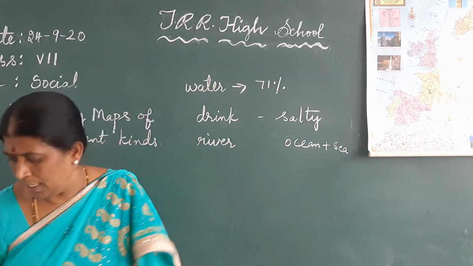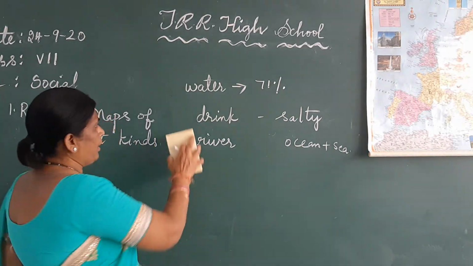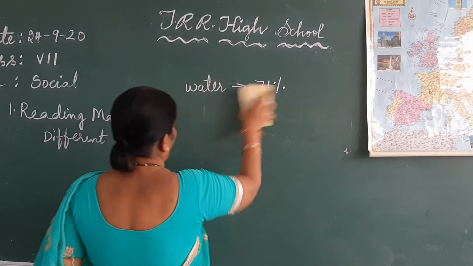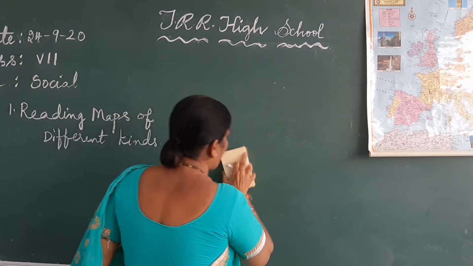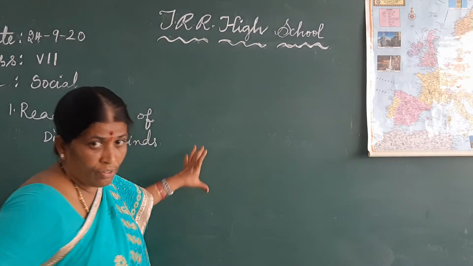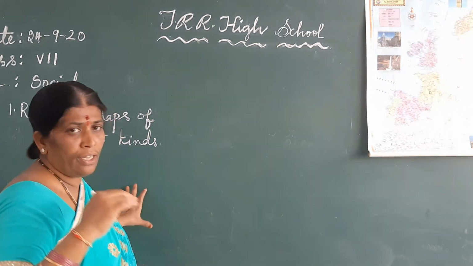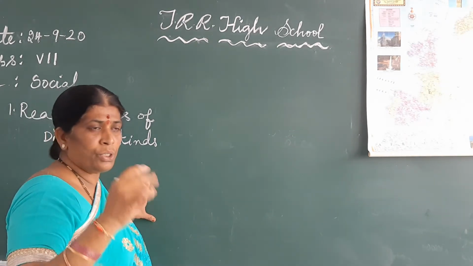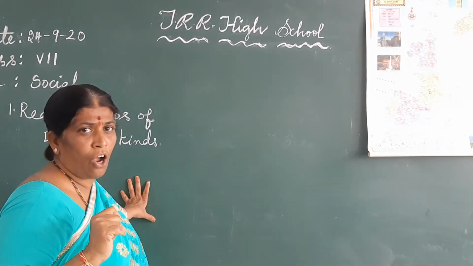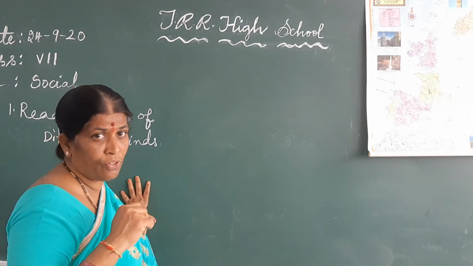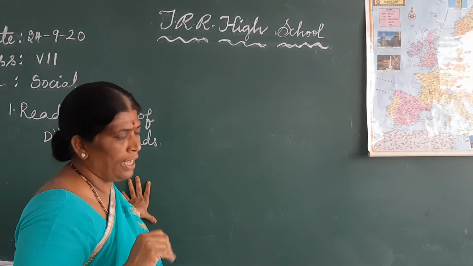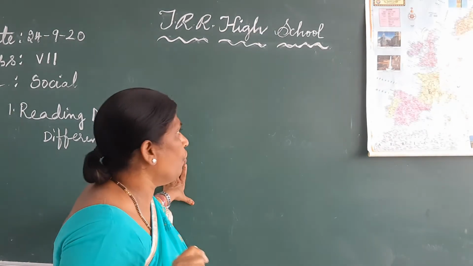Yes, children? Now, coming to our lesson. What is our lesson? After April, May, June, which season will we get? Hot summer. After this hot summer, which season will we get? The rainy season, and it will be only for a few months.